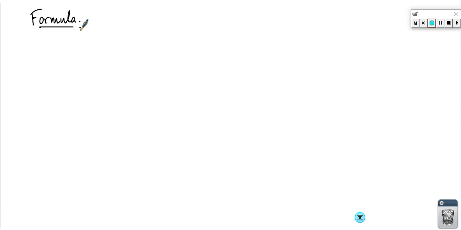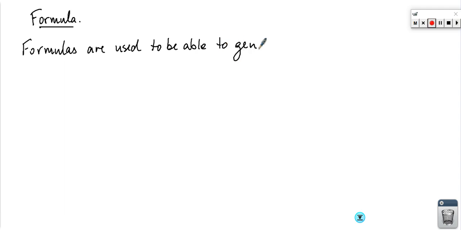So, formulas are used to be able to generalize. First of all, in this first part of the lesson, we're going to see different formulas and we're going to use them to solve simple problems. For example, first of all, we can substitute values into formulas.